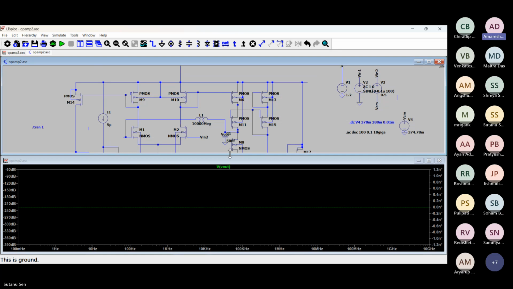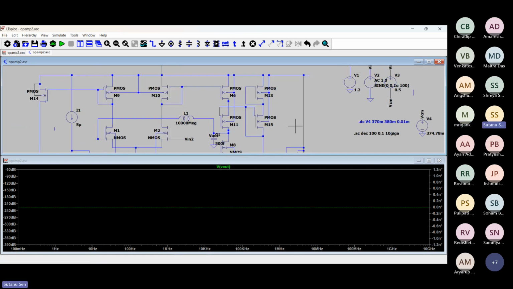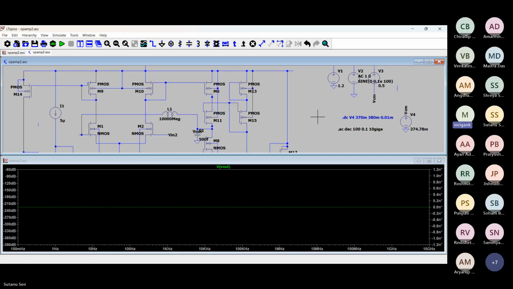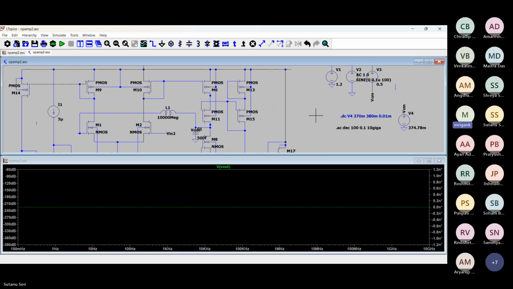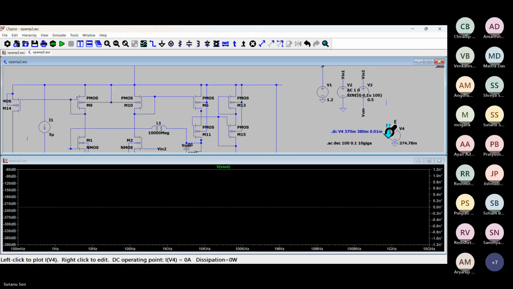Not working. And the AC signal is applied as the V in 2. Yes, sir. Sir, V in 2 will have a DC offset, right? No, you put whatever DC, so you put close to VDD by 2. Okay, sir.